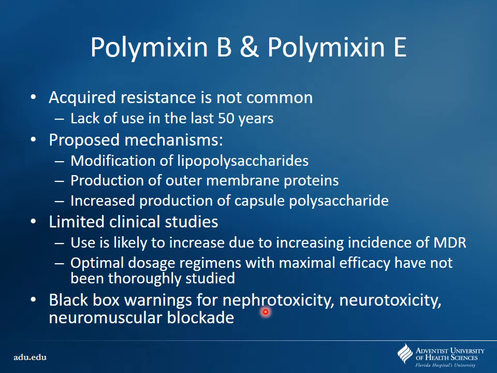The big things we want to worry about are nephrotoxicity, so they can damage kidneys, they can damage the CNS and cause neurotoxicity, and they can also lead to worsened neuromuscular blockade. This is when you give a patient in the ICU a paralytic to help them breathe while on a ventilator. This can worsen that and make a patient be paralyzed for longer than you want.